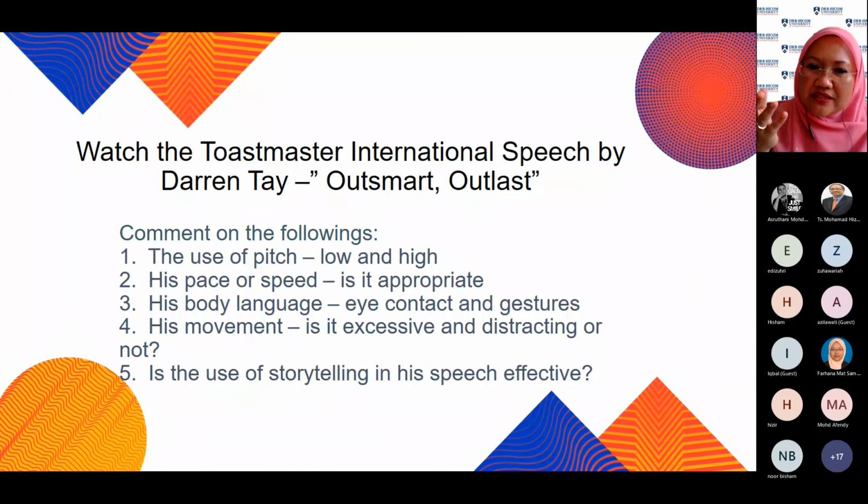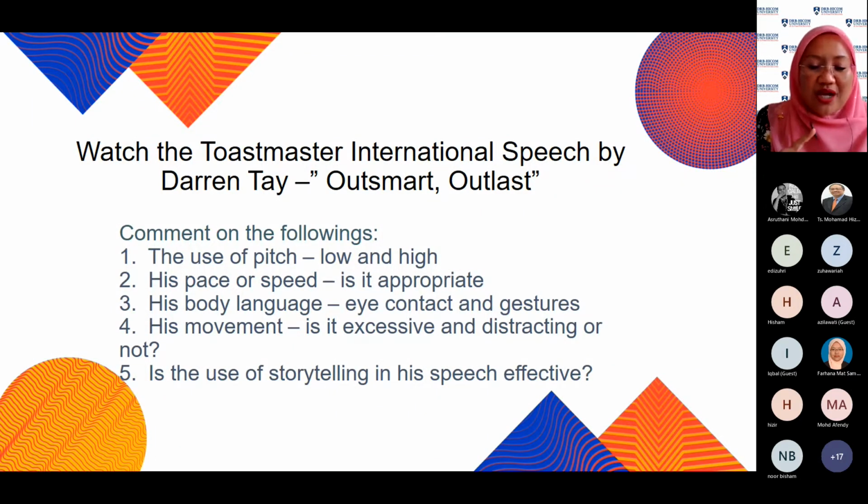And then you need to look at his body language as well. What kind of eye contact? Is it a good eye contact? Gestures, excessive or not? His body movement, how he moves about across the stage, is it excessive, distracting or not?